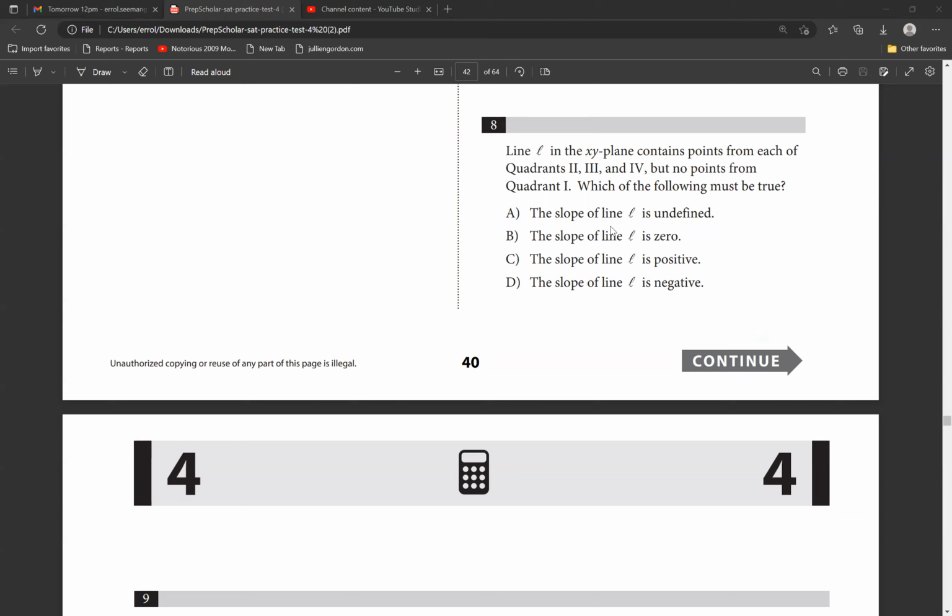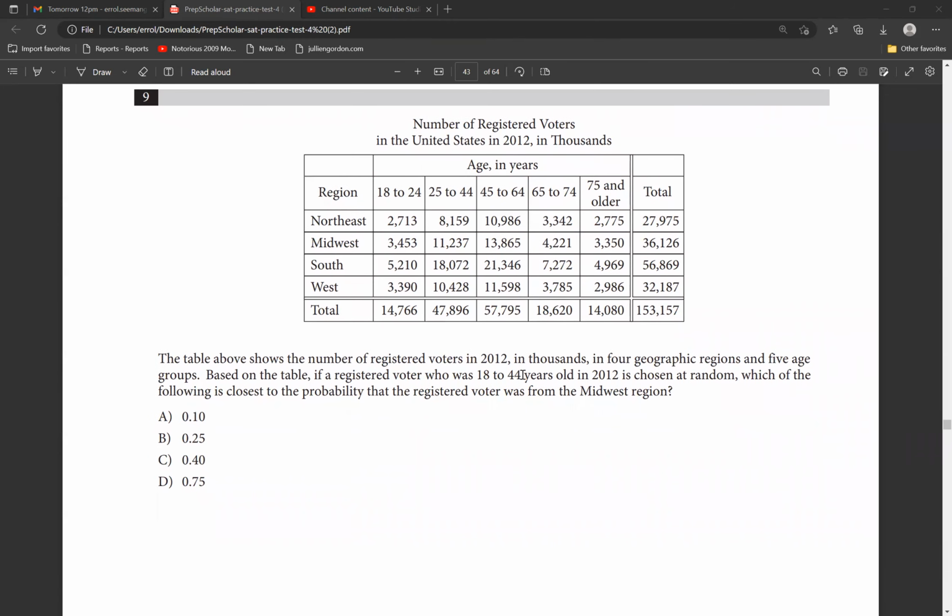All right. That's 8, 9. Give us the graph. The table above shows the number of registered voters in 2012 in thousands, in 4 geographic regions and 5 age groups. Based on the table, if a registered voter who was 18 to 44 years old in 2012 is chosen at random, which of the following is the closest probability that the registered voter was from the Midwest region? So 18 to 24 is this right here. Midwest is right here. Oh, I think it's 18 to 44. Oh, yeah, my bad. So it's basically that one and that one. Midwest is just that one.